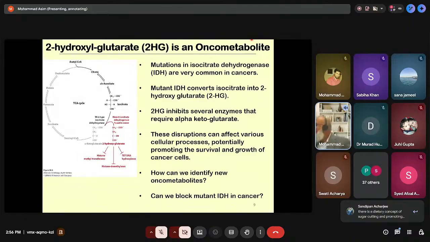Sandeepan is asking, there is a dietary concept of sugar cutting, and promoting natural sweeteners like honey and jaggery as replacement for cancer patients and patients undergoing remission. But I see glucose is the main culprit of tumor cell promotion. Is it still a valid statement?